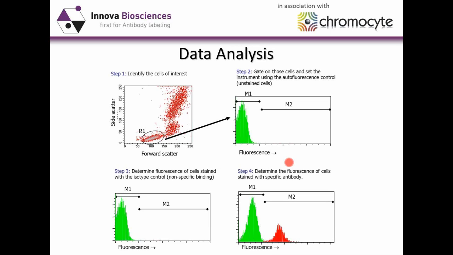The first step is to have a look at the cells which haven't been stained at all, the autofluorescence control as it's called, because that's a way of actually setting the negative on your instrument.